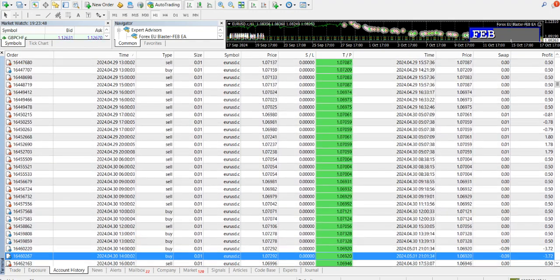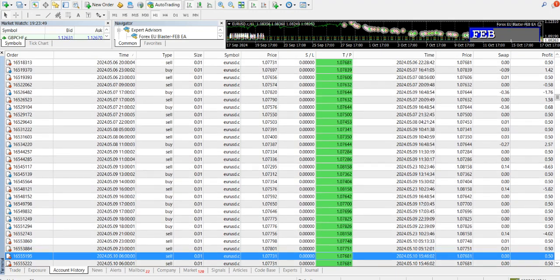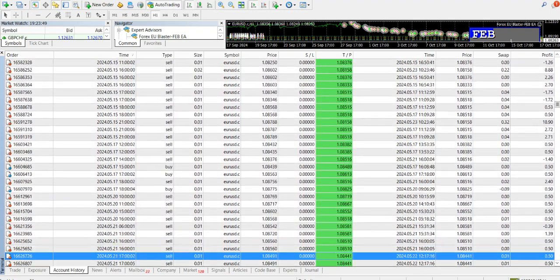Okay. So everything I'm showing is from the start. As you can see, you can focus on the lot size, you can focus on the profit. You can see everything over here. Every trade has been closed by the expert advisor itself without any manual intervention.